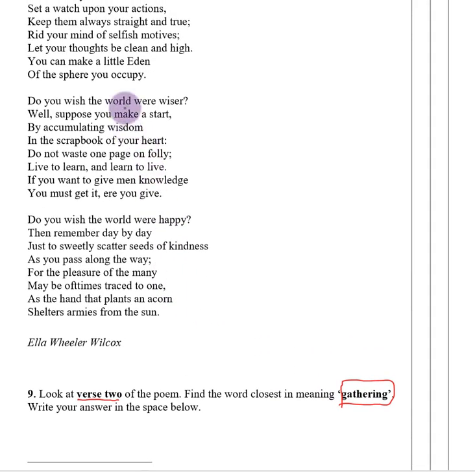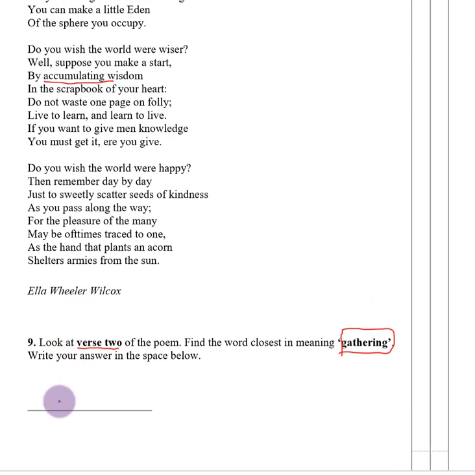Okay, so we need to look at verse 2. So this is the verse 2 here. And the word you're actually looking for is accumulating. So you might have heard your parents talking about that. So accumulating things or gathering things, it's the same thing. So just make sure I'm spelling it right. And if it is a word that you're copying from the text, make sure you do spell it right, because it is there and you might not get the mark otherwise.